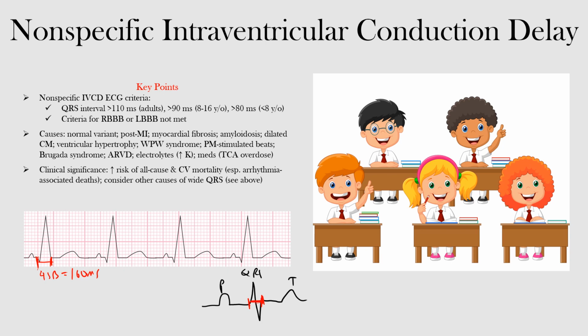You may also want to make sure you rule out the other causes of wide QRS complexes, such as WPW syndrome, pacemaker stimulated beats, Brugada syndrome, arrhythmogenic right ventricular dysplasia, and electrolyte disturbances. The common one, hyperkalemia, as we've been seeing, causes these wide complexes. Also medication effects, such as with TCA overdoses, among many others. Lastly, it may be simply a normal variant in some individuals.